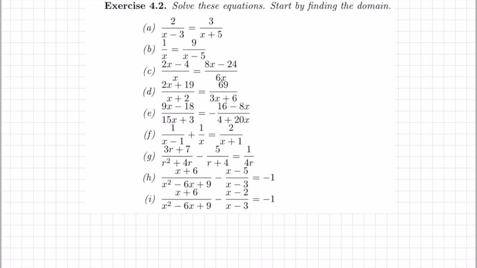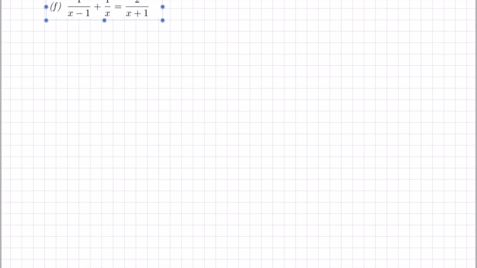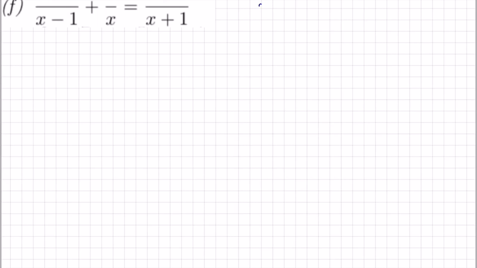Finally, for number F, put that here. So these fractions do not have a common denominator as they stand there, but we have to find it. And since they have no common factors, we just have to multiply them together.